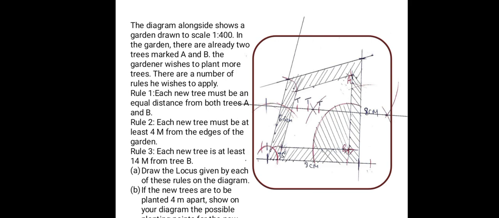A. Draw the locus given by each of these rules on the diagram. B. If the new trees are to be planted 4 meters apart, show on your diagram the possible planting points for the new trees.